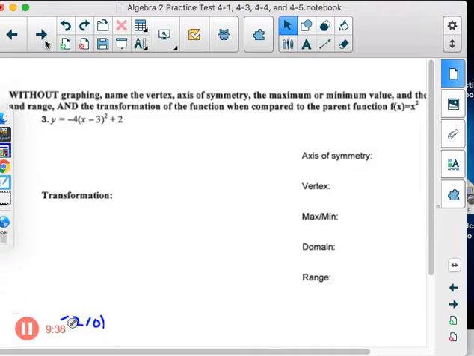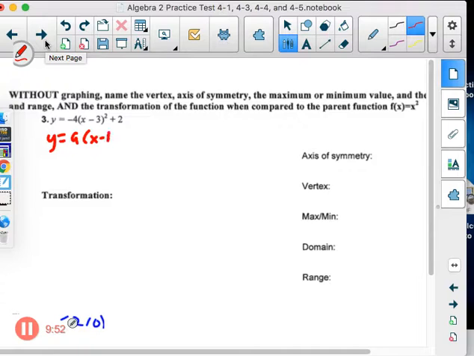Number 3 says we're not going to graph this time. Without graphing, name the vertex, axis of symmetry, the maximum or minimum value, and domain and range, and the transformation of the function when compared to the parent, which was just x squared. So I notice that this is in vertex form. And I realize I need the opposite of whatever the x is for my vertex, so that'll be a positive 3 and a 2.